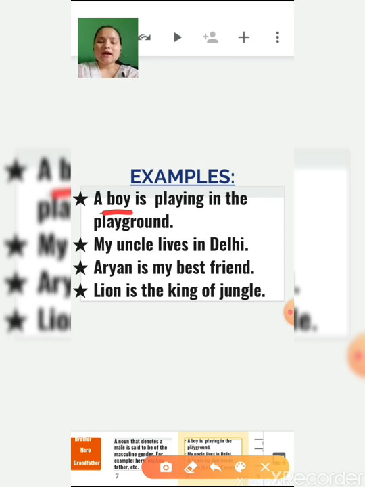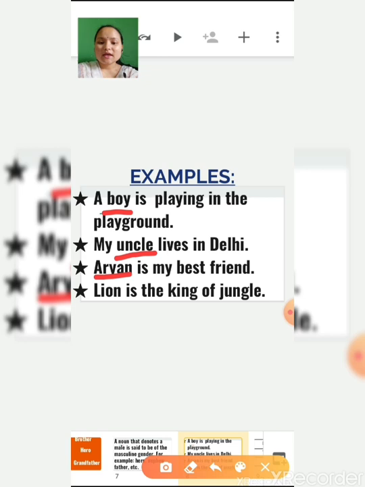Second sentence, my uncle lives in Delhi. The word uncle is denoting male, masculine gender. Third sentence, Aryan is my best friend. The word Aryan is the name of a boy. So Aryan is masculine gender.